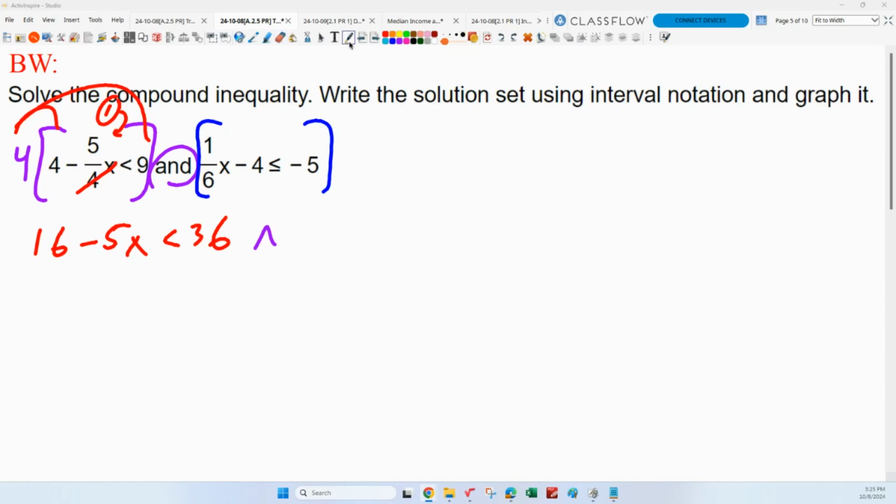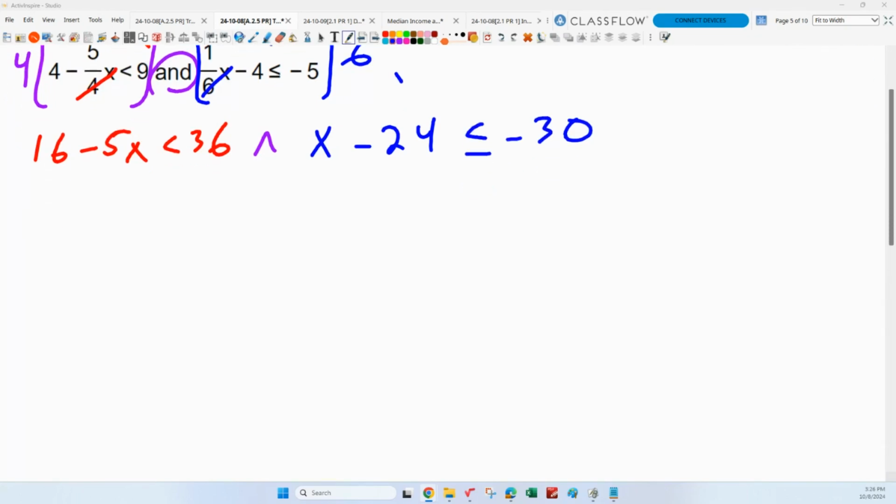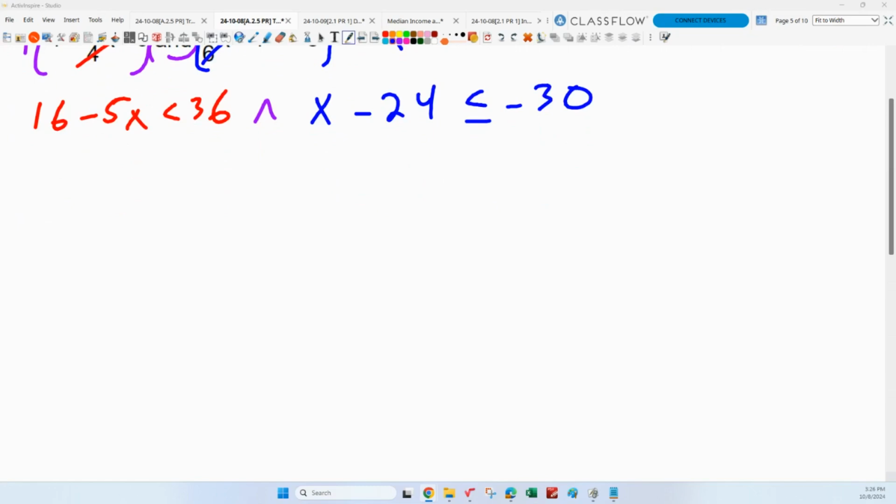All right, so then on this guy, we were going to distribute a 6, right, to undo that 6. So 6 over 6 is 1 times 1 is 1. 1x we just would call x. 6 times negative 4 is minus 24. And then 6 times negative 5 is negative 30. So there we get our two inequalities fraction-free, which makes it a lot easier. 2 steps in order to isolate x in the first one. Subtract 16 and then divide by what, everybody? Negative 5. There you go.